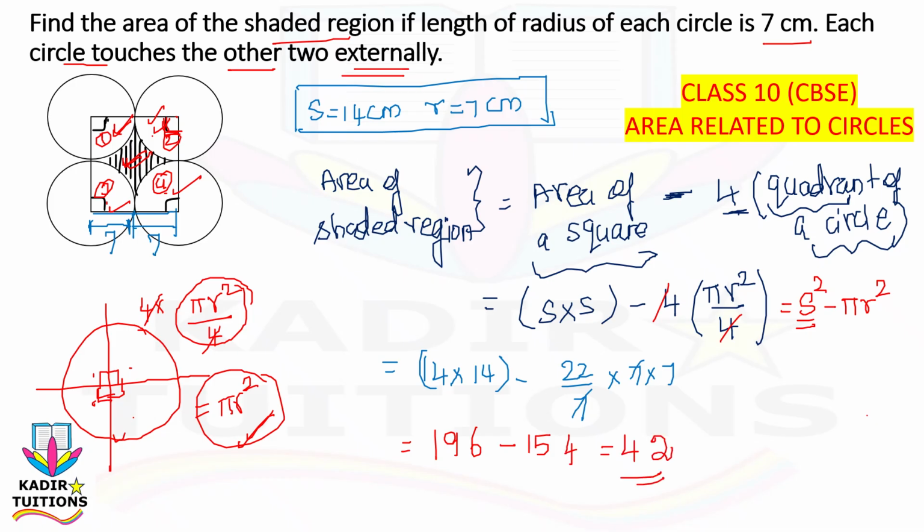So this is the area of the shaded region, and the unit is centimeter square because the given data is in centimeter. So the area of the shaded region is 42 centimeter square. This is the answer for our question. Hope you understood. Thank you.